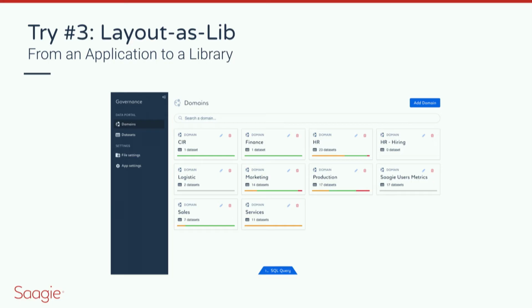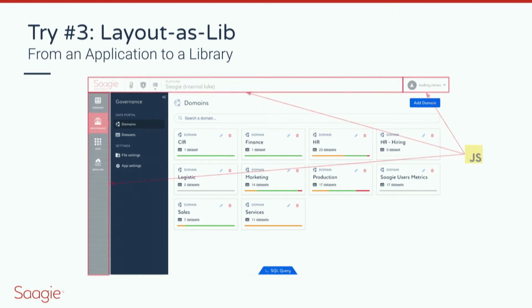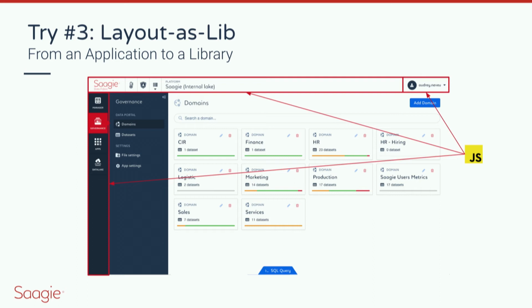So for the third try, we decided to reverse the logic. And we moved the Saagie-Layout application from an application to a library. So it became Layout-as-Lib. We kept our web components that we made in the first try, and we moved them into a very pure and lightweight JavaScript library. And this library is published on a private NPM registry so that every other application is able to install it the way they're doing with any other NPM library. So they continue working the same, and the library continues to do all the API calls needed to configure itself properly, and that's all.